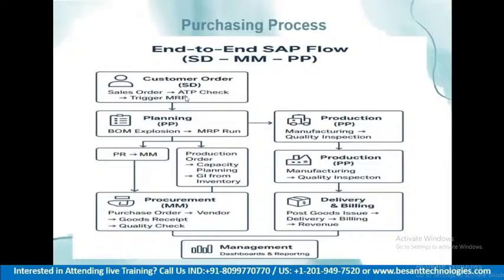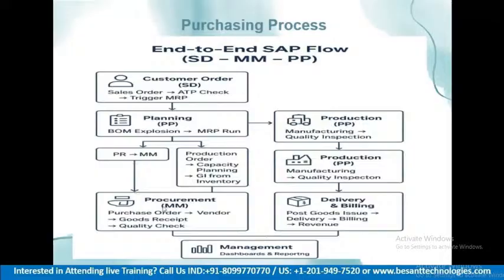Again, we have sales order, ATP check, trigger MRP. I'll explain what ATP and MRP are later. ATP stands for available to promise. MRP stands for material requirement planning. Then it comes to the planning department, where BOM refers to bill of materials. Bill of materials means whatever materials are required for producing one final product, all those materials will be listed. So that is called BOM.